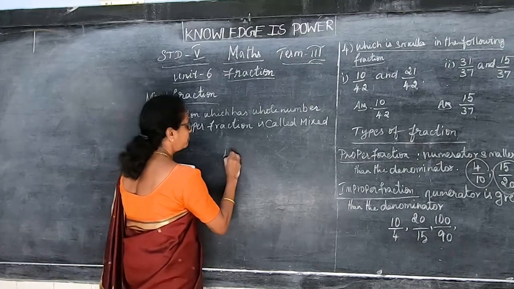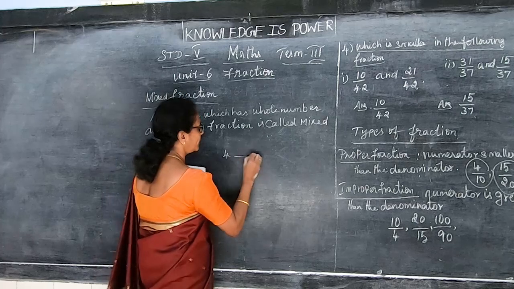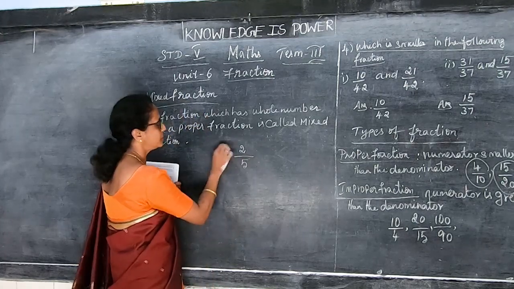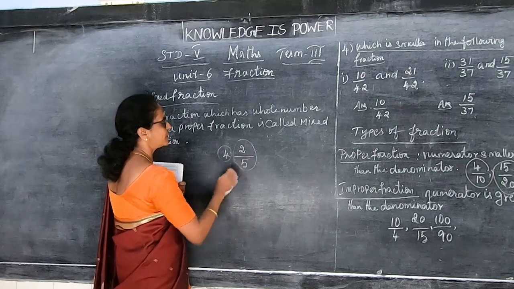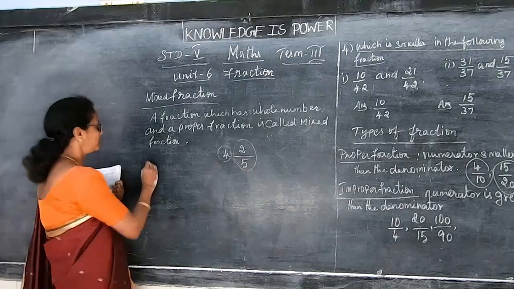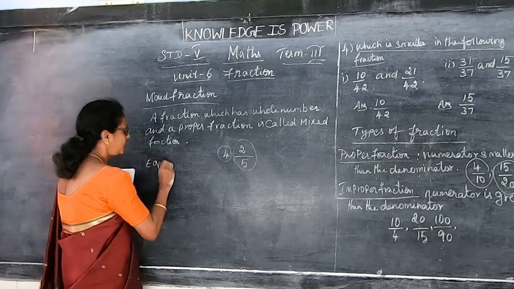So an example: now suppose the whole part is 4. This is the whole part and the fraction part is 2 by 5. Okay, this is the whole part and this is the fraction part. While reading, it is the mixed number 4, 2 by 5. Like that only you have to write. Next one is equivalent fraction.